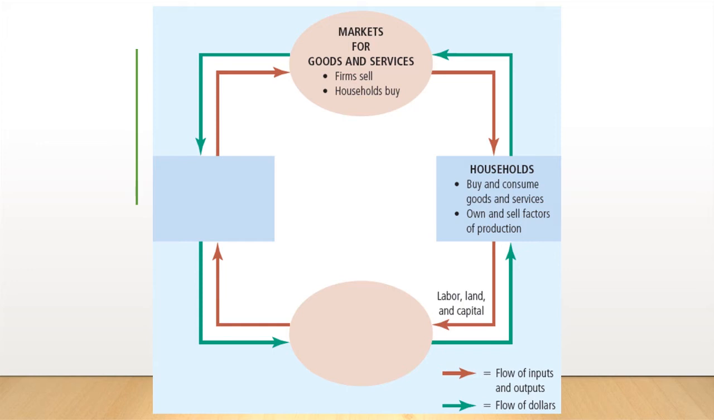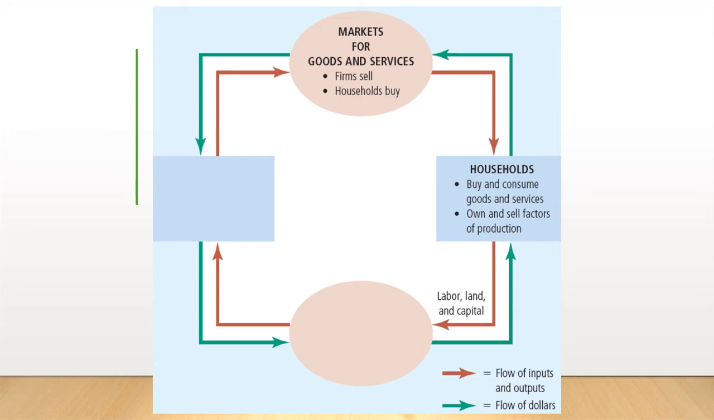You have, framing the model, a green line and a red line. And you can see from the key at the bottom that you have a flow of dollars. This is the money that you are spending to do whatever you need to do. And at the same time, you also have a flow of inputs and outputs. What that means is what you might be selling as a factor of your production.